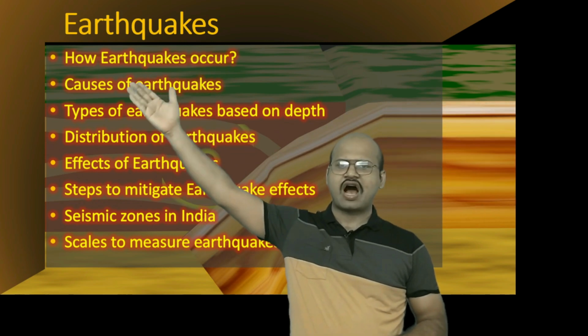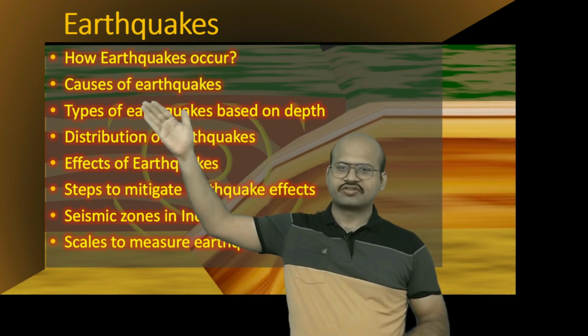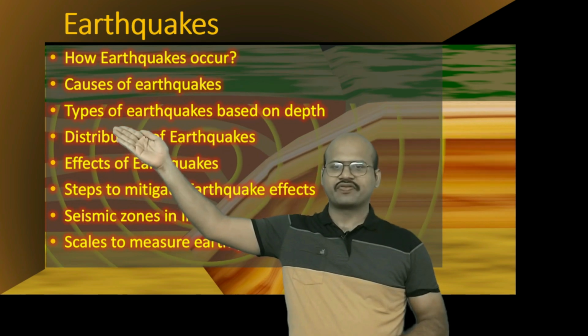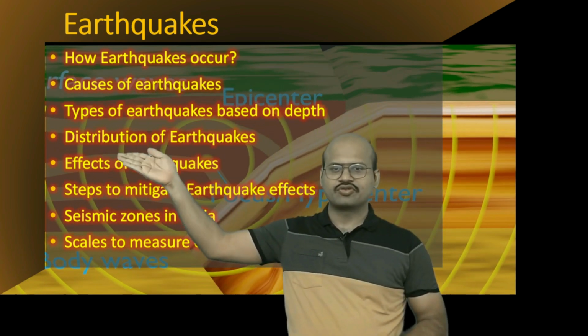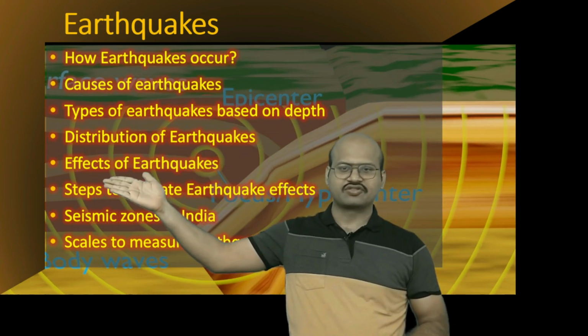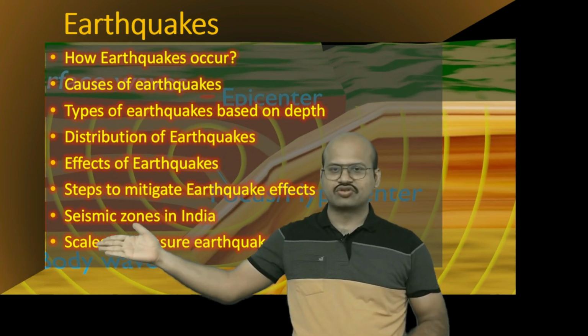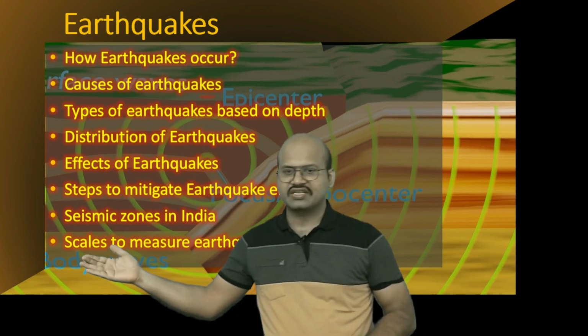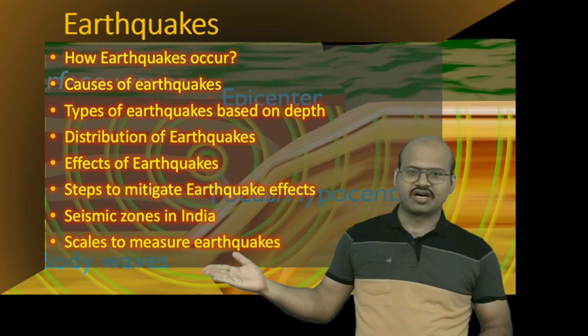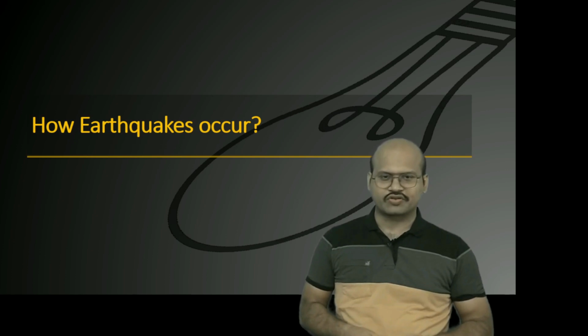We will see how earthquakes are formed, what causes earthquakes, what are different types of earthquakes based on depth, the distribution of earthquakes around the world, the effects of earthquakes, the steps we can take to mitigate earthquakes, and seismic zones in India. We will see the different scales which are used for measuring earthquakes. Now let's see how earthquakes occur.